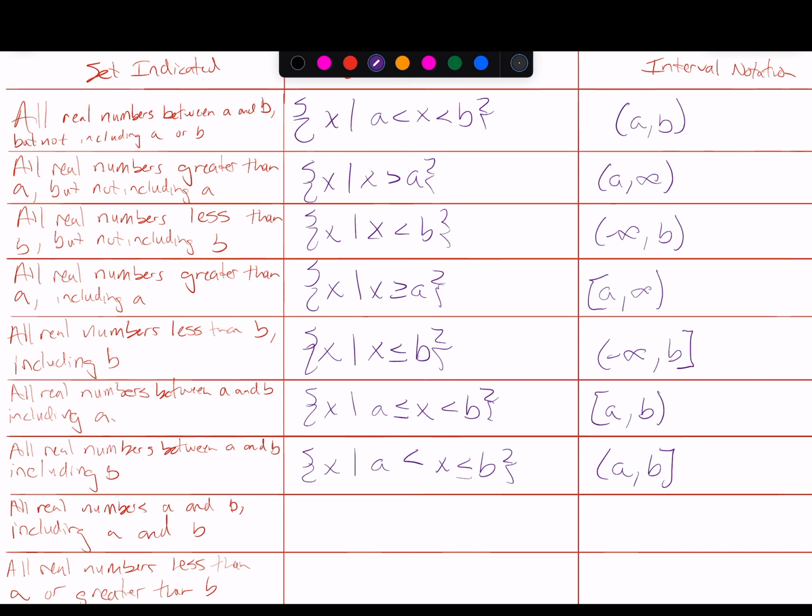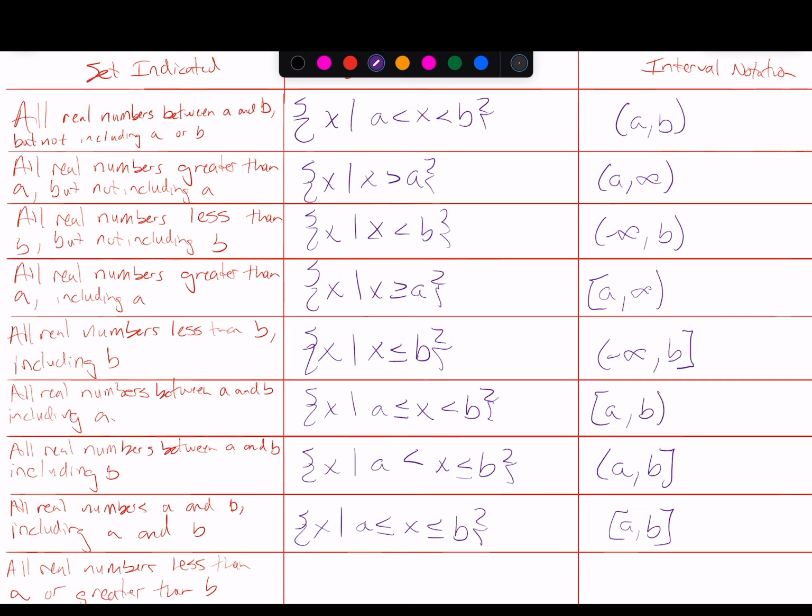and then all real numbers between a and b including a and b. That's the set of all x such that a is less than or equal to x less than or equal to b, or in brackets a comma b.